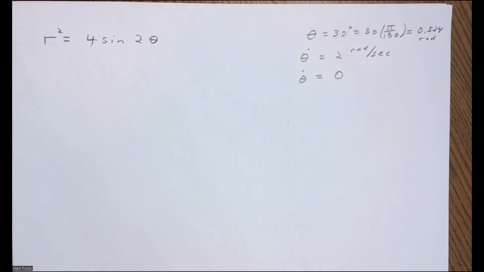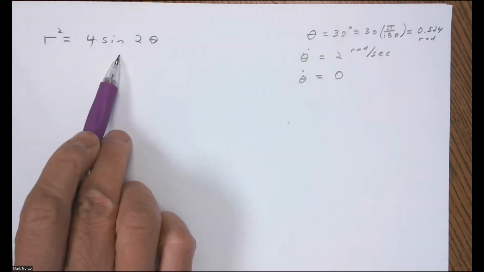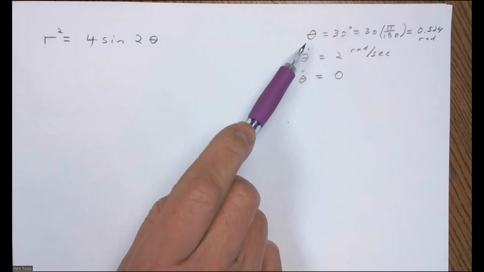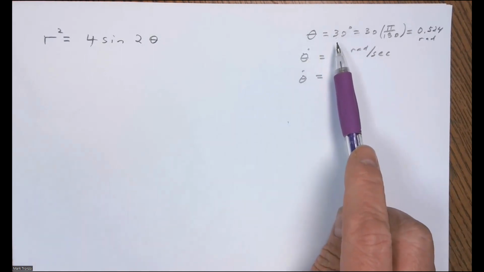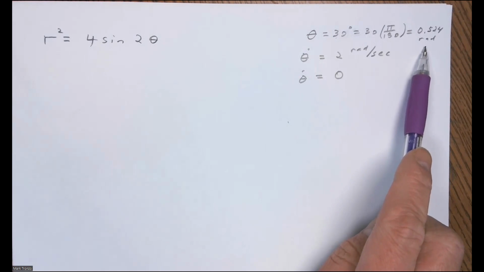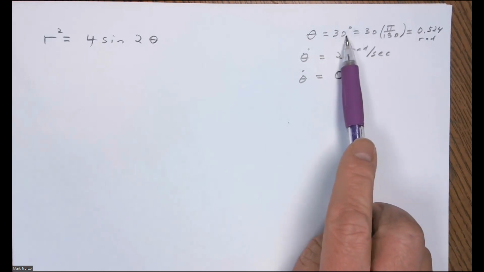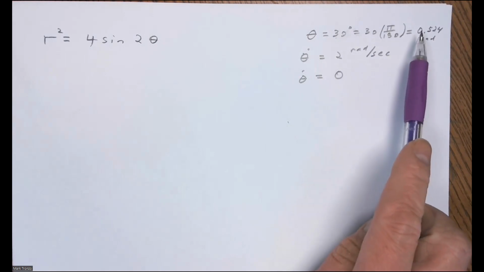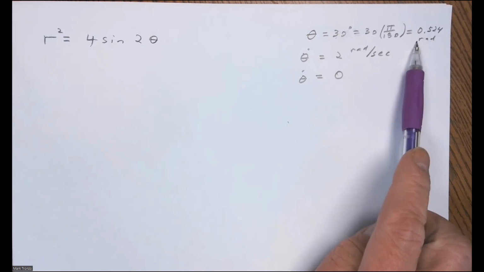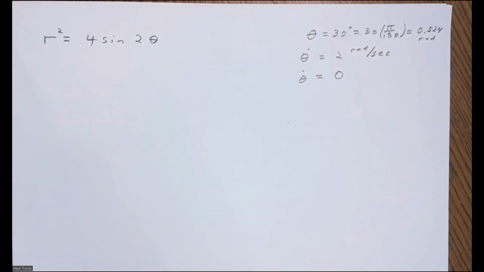So let's take a look at this problem. We're given this equation, and we want to find the information when theta is 30 degrees. Now you can convert that to radians if you like, if you're kind of uncomfortable working with radians and degrees. So you can multiply that by pi over 180 to give 0.524 radians. And now we want to take the derivative of this.